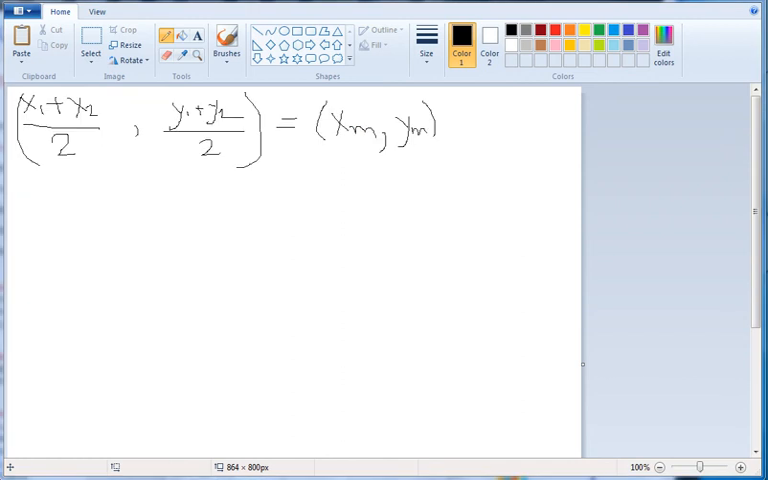Okay, so I'm going to show you guys how to use this midpoint formula with real numbers. I've rewritten it in a little bit different way. It's still the average of your x's divided by 2, and the average of your y's divided by 2. The first set is equal to our x midpoint, and the second set is equal to our y midpoint. So that's how I'm going to write it from now on.